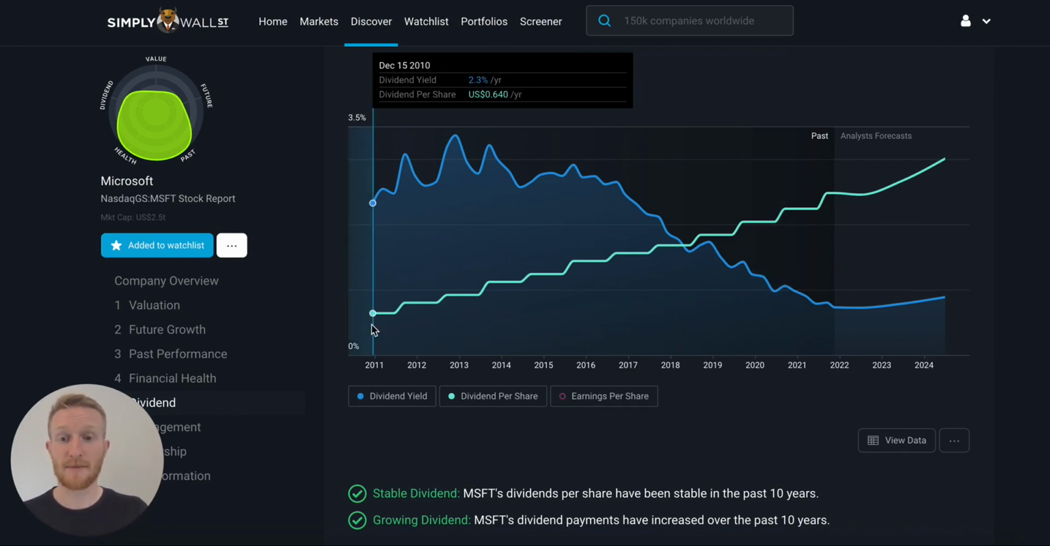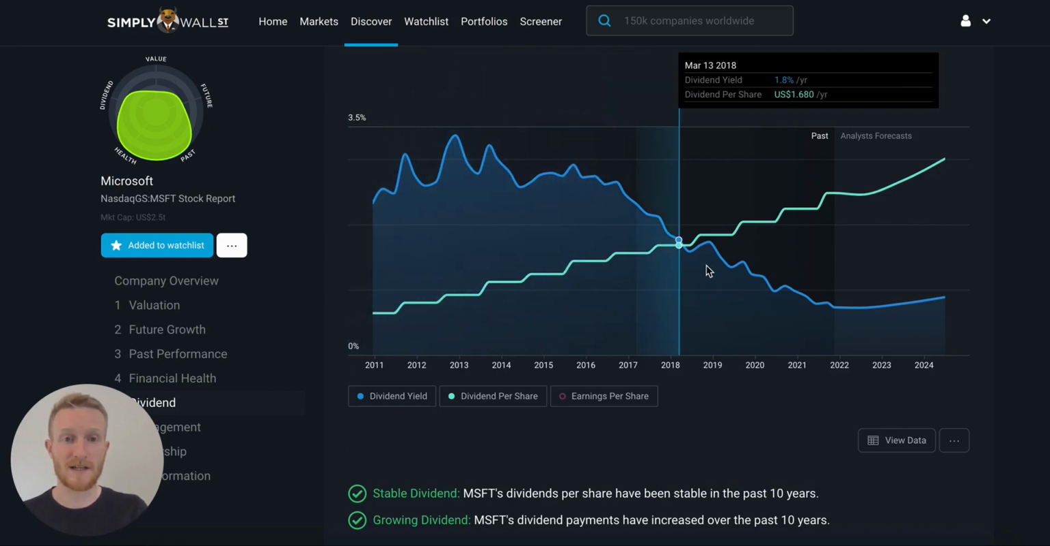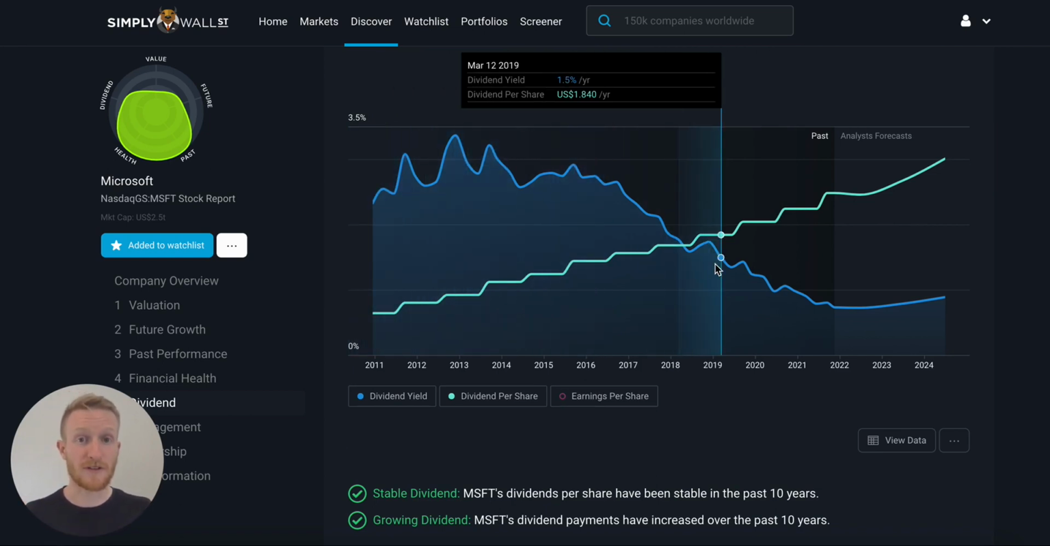And in this case, the company, as you can see, hasn't cut the dividend once, so it passes that check. It has proven that we have more certainty about it not being cut, considering they've been consistently paying it over the past 10 years.